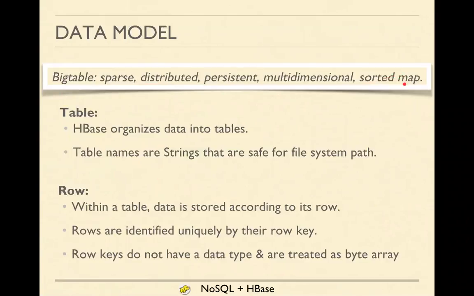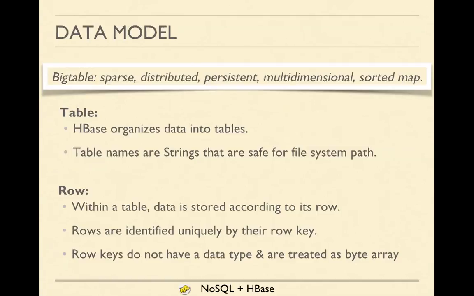Okay, this line is from the paper by Google, the paper on Bigtable, and this is probably the best way to define the data model of HBase. I mean this definition, you can't really take out a single word and you don't need to add any more word. So this is the most succinct definition of the data model.